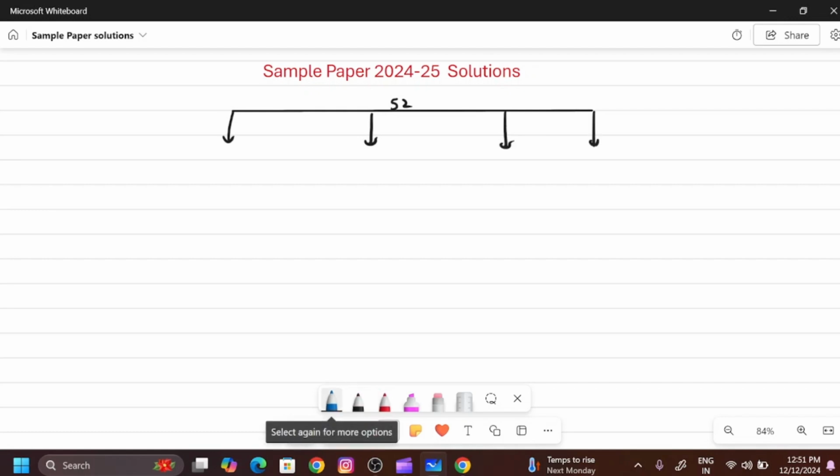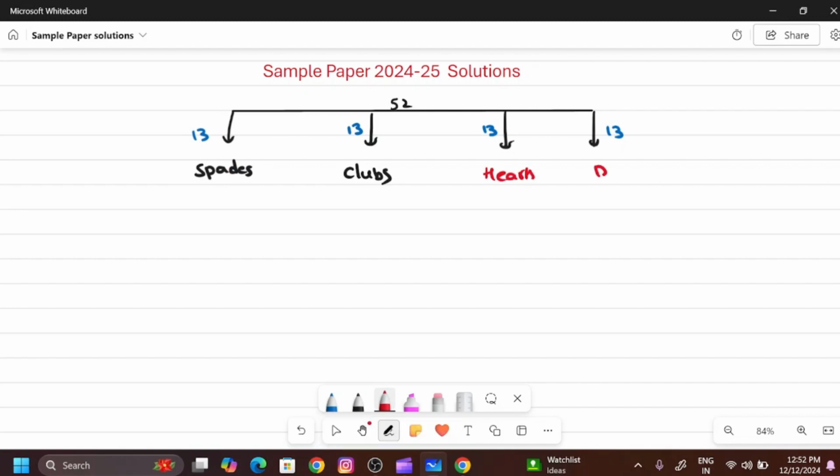So each suit will have 13 cards. Out of this, these are named as spades, clubs, hearts and diamonds. Spades and clubs are black in color, hearts and diamonds are red in color.